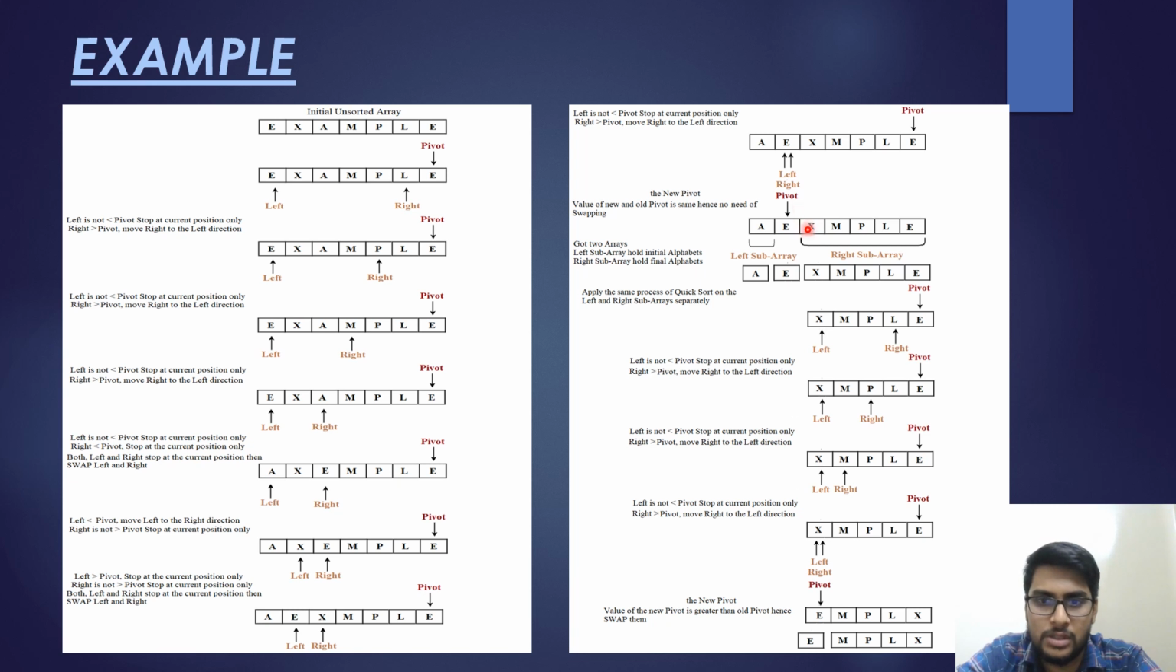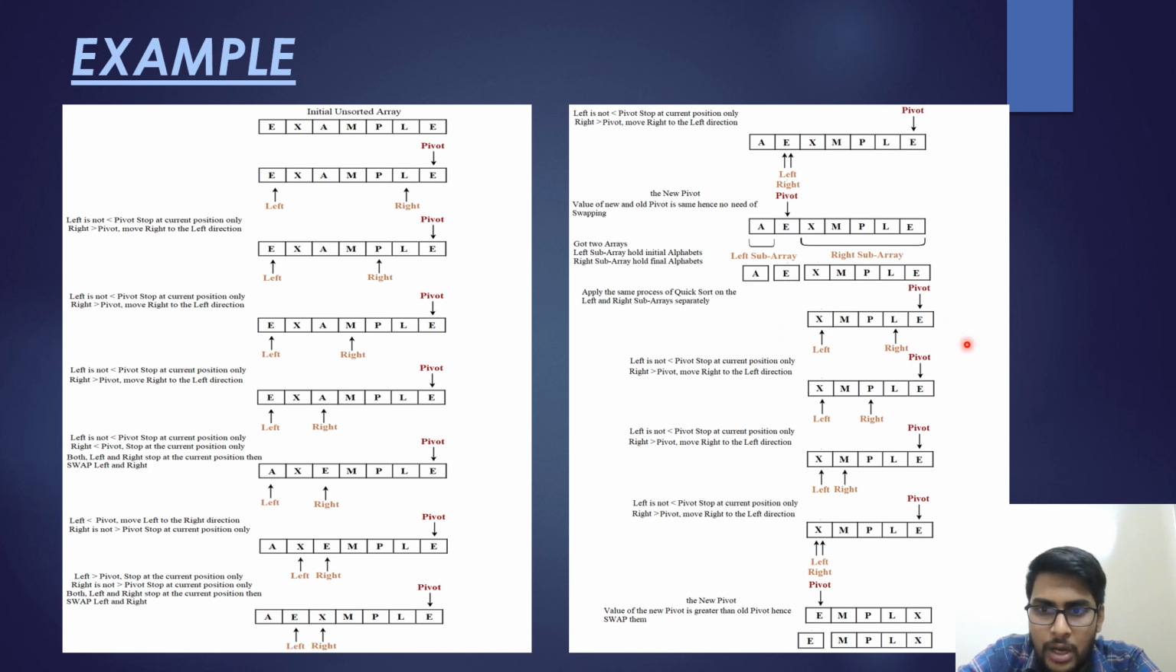the new pivot will be formed, or the new value of the pivot element is formed. Next, the left subarray will be A and E, and we are going to compare them, and the right part will be divided as X, M, P, L, E.